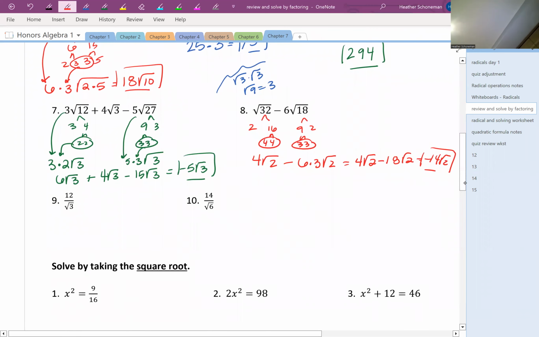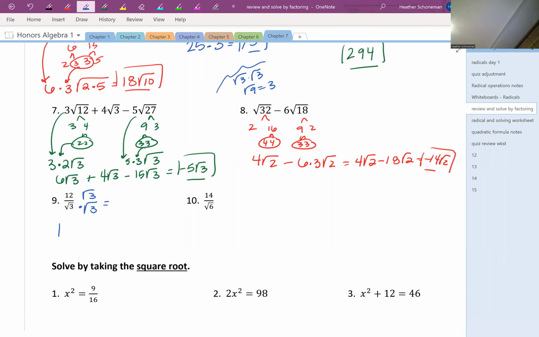All right, number 9 and 10, we are simplifying, but if you happen to remember, this is called rationalizing the denominator. And to do that, you're going to multiply top and bottom by the square root of 3. So on the top, we get 12 square root 3. On the bottom, the square root of 3 times square root of 3 is the square root of 9. The square root of 9 is 3. But these numbers here, because they're both outside the radical, can reduce. They can only reduce if they're both out of the radical or both in. So 12 divided by 3 is 4, so we get 4 square root 3.